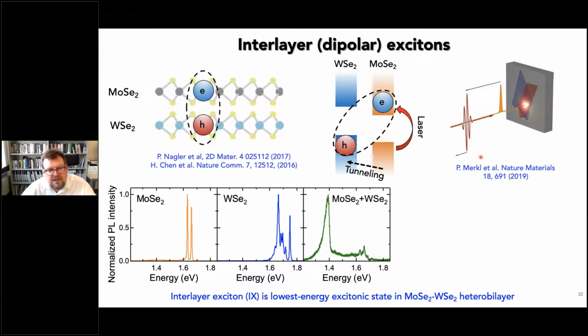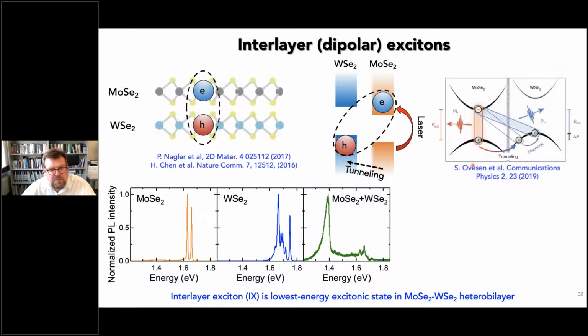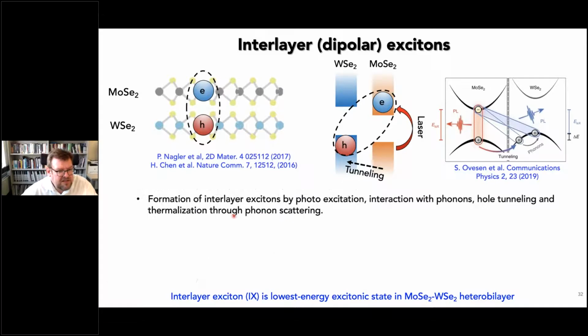If you're interested, people have studied the time over which this process takes place, and they form. This is from the group in Regensburg, Rupert Huber's group. There's other work on how these interlayer excitons thermalize. I'll show you all of these citations at the end of my talk. Let me just summarize by saying that they form very, very quickly.